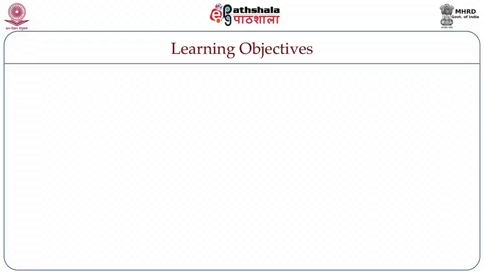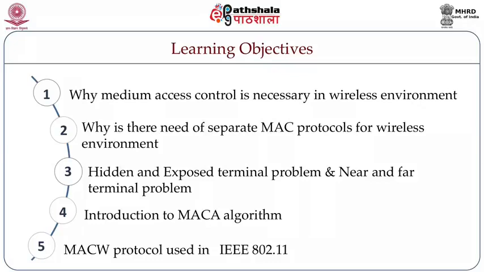So the objectives of this module are: we will discuss why medium access control is necessary in a wireless environment. Then we will see why there is a need for separate MAC protocols for the wireless environment, what the hidden and exposed terminal problem is, and what the near and far terminal problem is. We will introduce an algorithm known as the MACA algorithm, and see how it solves the hidden and exposed and near and far terminal problems. We will also discuss the MAC protocols used by IEEE 802.11.